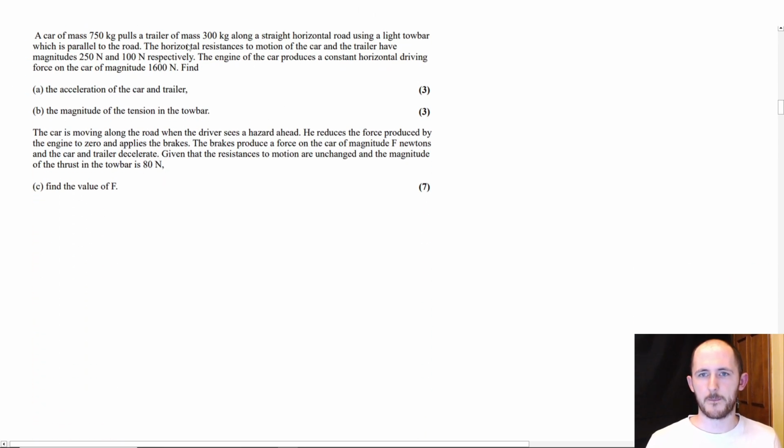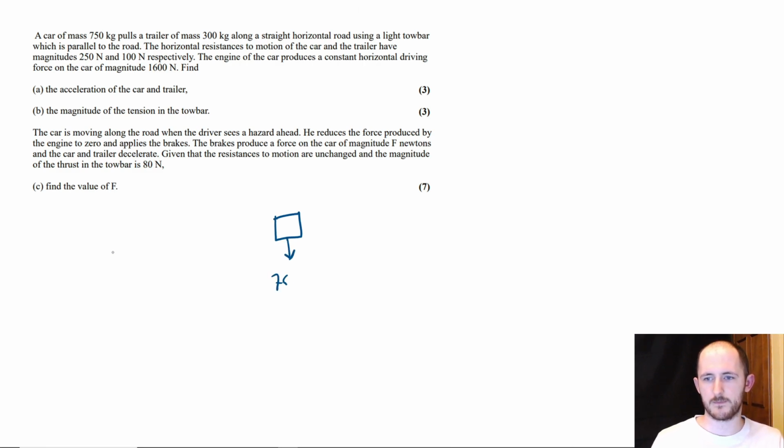here we go. We have the other type of pulley question, which, well, I'm going to draw it out for you. We have a car of mass 750 kilograms. So I'm going to draw my car as a box. 750 kg. And it's pulling a trailer of mass 300 kilograms. 300 kg. Okay, and it's connected by a light tow bar.